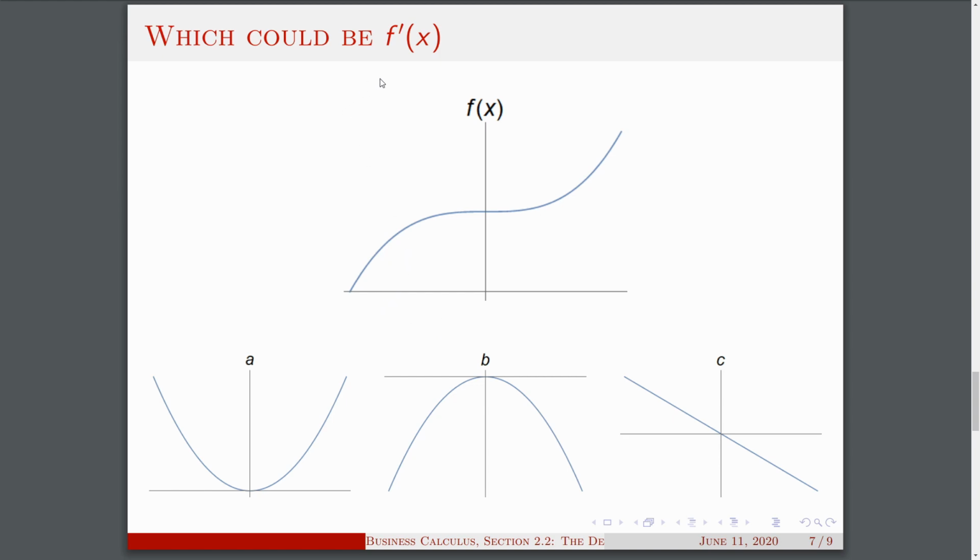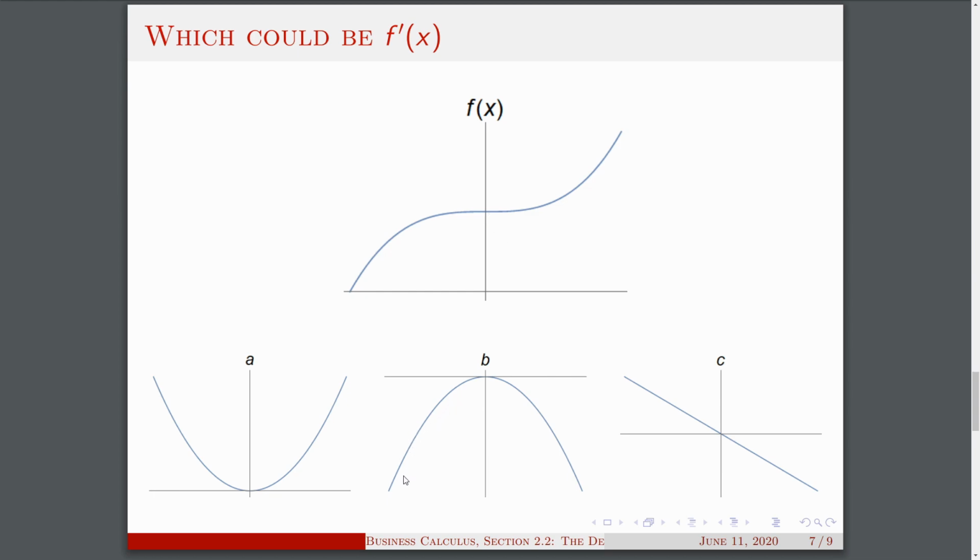So let's see, if we're trying to find a graph of the derivative, that should tell us how the function is changing. Well, we should know how the function is changing. First of all, it's increasing over here. It's also increasing over here from left to right, and it stops at this point. So the slope is 0. So we would expect the derivative to be positive over here, and 0 here.